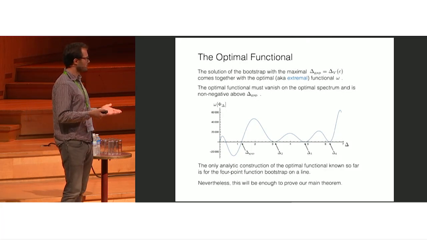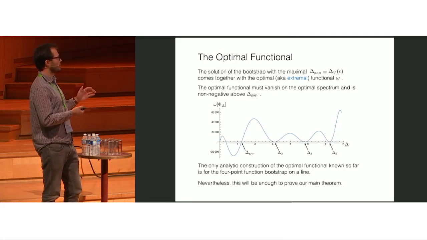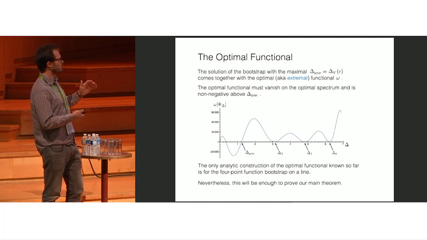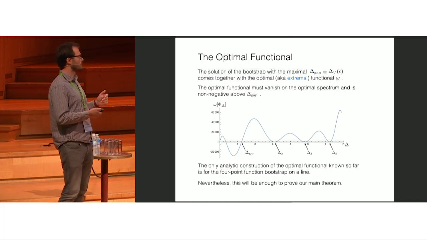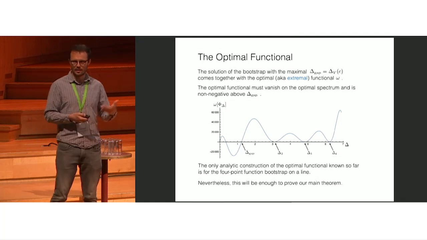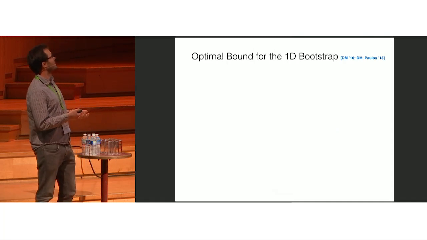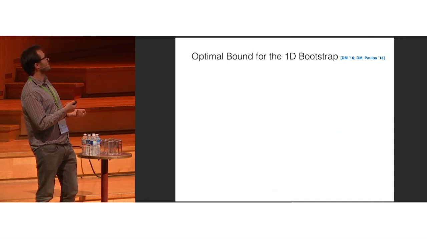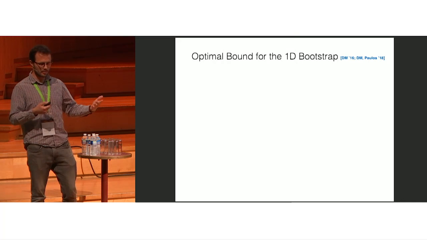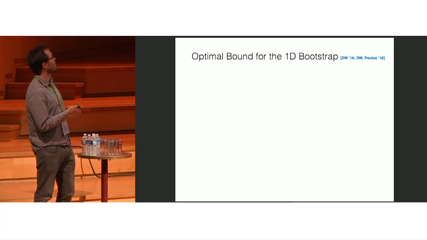Unfortunately, the only analytic construction of the optimal functional known so far is in the context of the four-point function bootstrap on a line. But nevertheless, this construction is going to be enough to prove the main theorem and make the connection to the sphere packing problem. So now I'm going to review the construction, the idea behind these optimal functionals for the 1D conformal bootstrap.